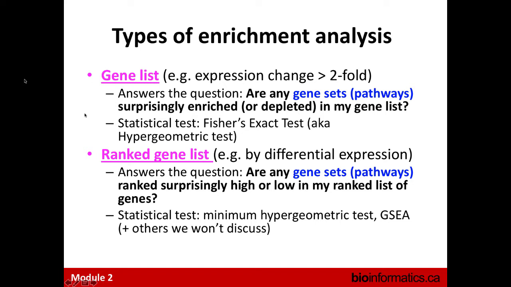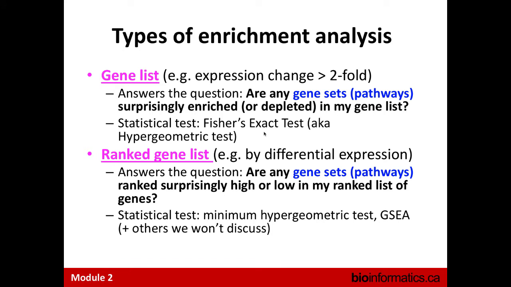So we describe two types of enrichment analysis based on whether we have a defined gene list or a ranked gene list. A defined gene list will be a fixed number of genes. Could be 200 genes, 500 genes or more. And a typical example would be a list of mutated genes. For example, genes that are frequently mutated in a set of patients. So that would be the typical example of a defined gene list.